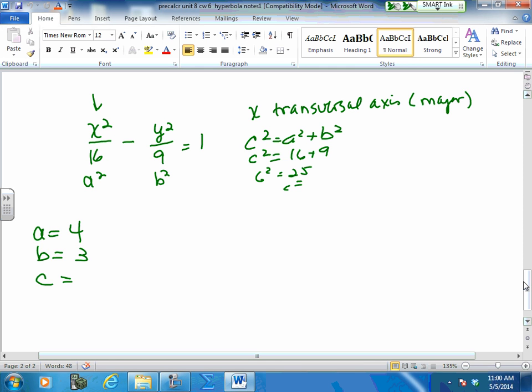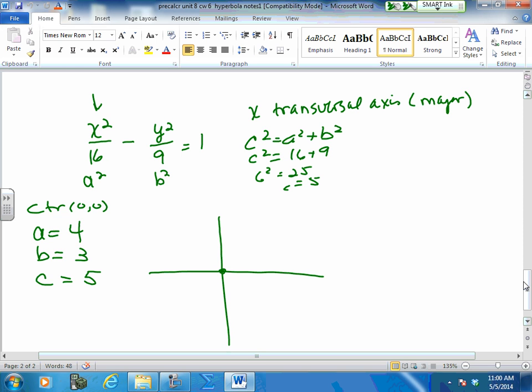And so therefore, what's c? 5. Good. So I know my pieces now. And my center is where? 0, 0. Okay, so let's start graphing this.